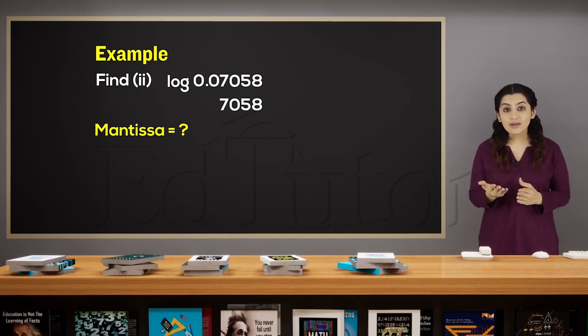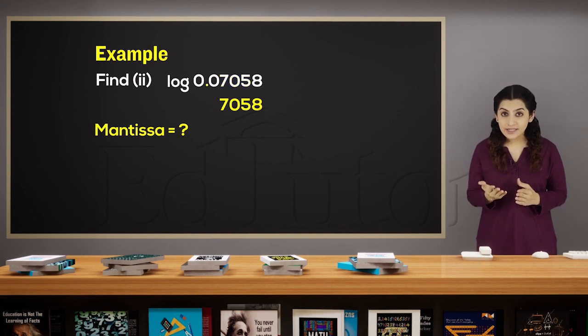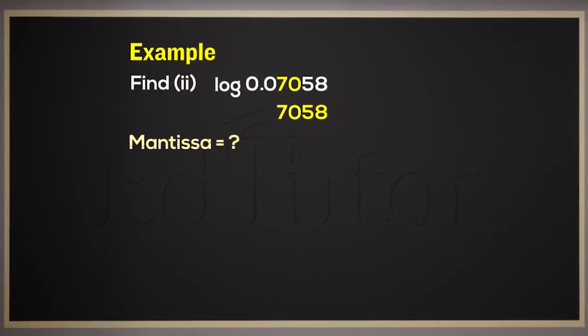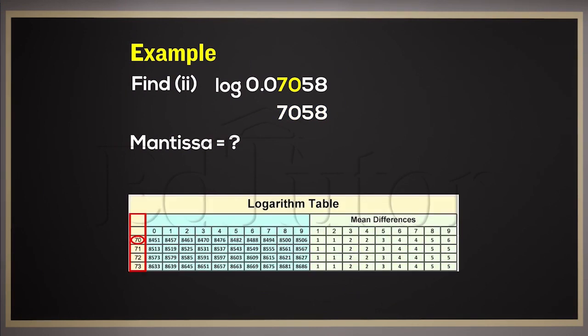Now, to find out the mantissa, we will round off the number to 4 significant digits and remove the decimal. It becomes 7,058. Then, the first 2 digits of this number are to be checked in the column located in the first part of the table. After that, locate column 5 in the second part of the table. The intersection of 70 and column 5 gives us this number.